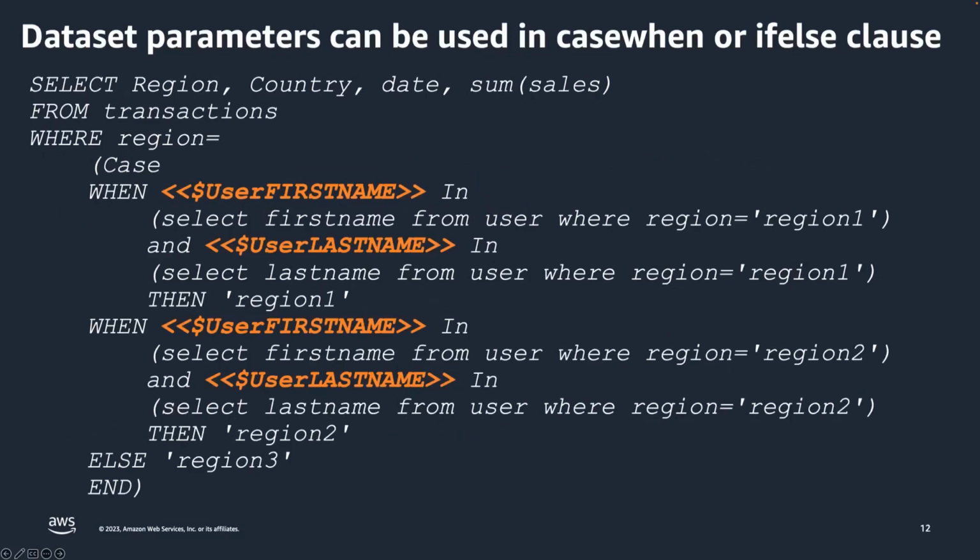An example is given where dataset parameters user first name and user last name are used. We are fetching transactions for the region pertinent to that particular user using the case when clause. In the same way, you can use it with an if then else clause as well.